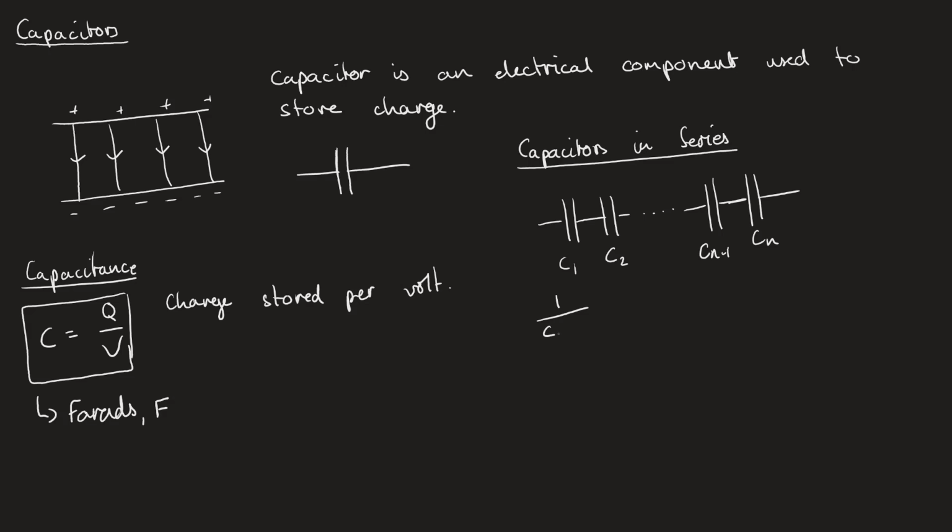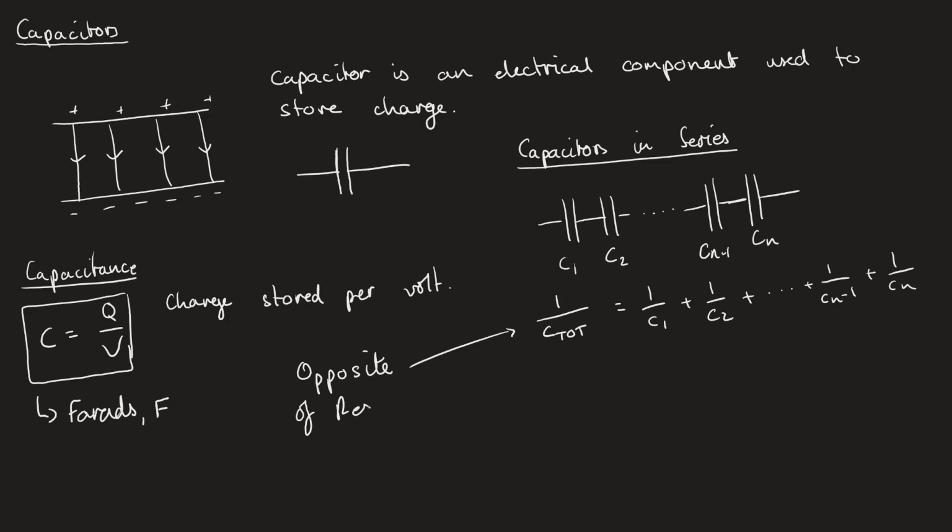So 1 over C total is 1 over C1 plus 1 over C2 plus all the things in between up to plus 1 over Cn minus 1 plus 1 over Cn. So I add them in the same way that I would add resistors in parallel. So this will be the opposite of resistors. Let me just write that here. So it's the opposite of resistors. And this is the way that I remember it: they follow the opposite trends to resistors.